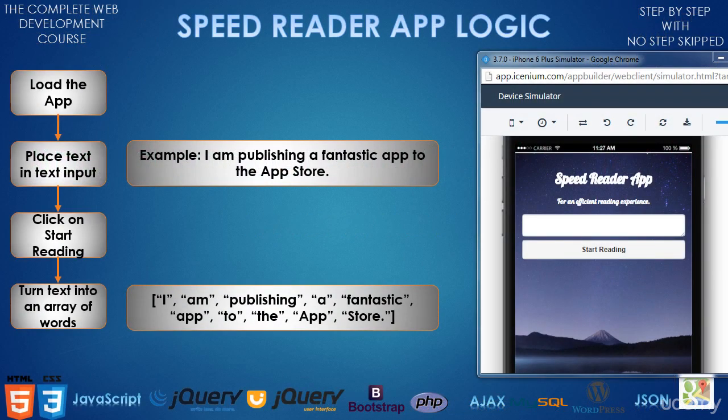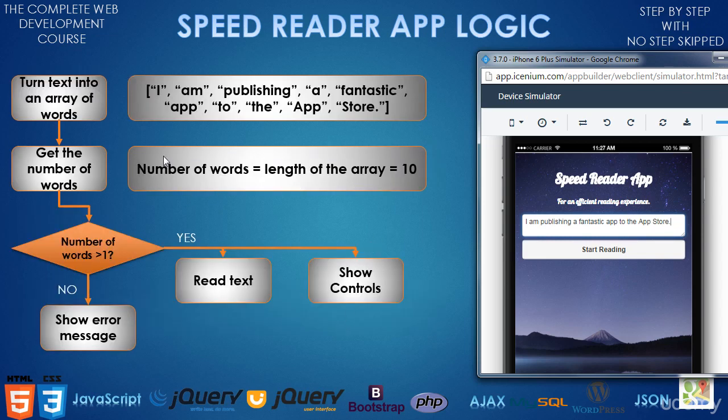In this video, we are going to go through the logic of our app and then translate the logic into jQuery code structure. So first of all, once we load our app, we are going to be placing some text in the text input. So if we try this example text and click on the Start Reading button, what's going to happen is that we are going to turn our text into an array of words. So we're going to transform that input into this array, which is an array of 10 words in our example.